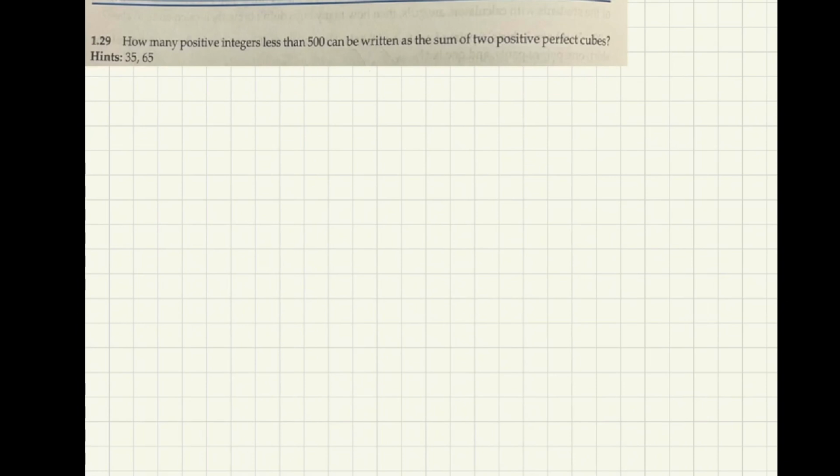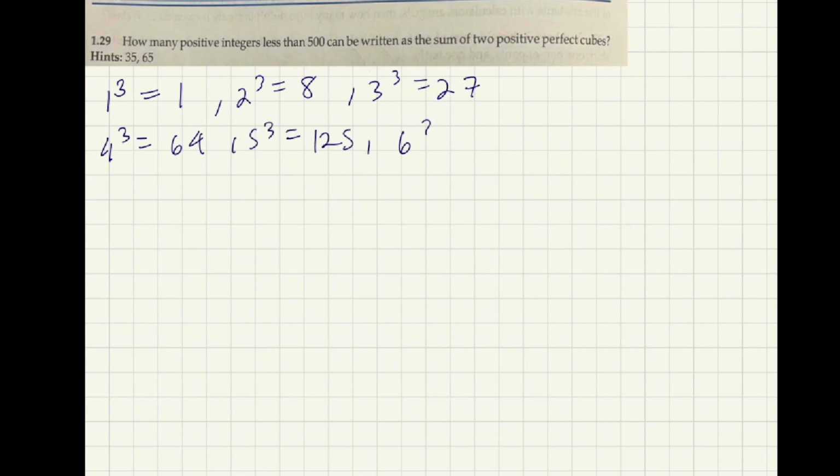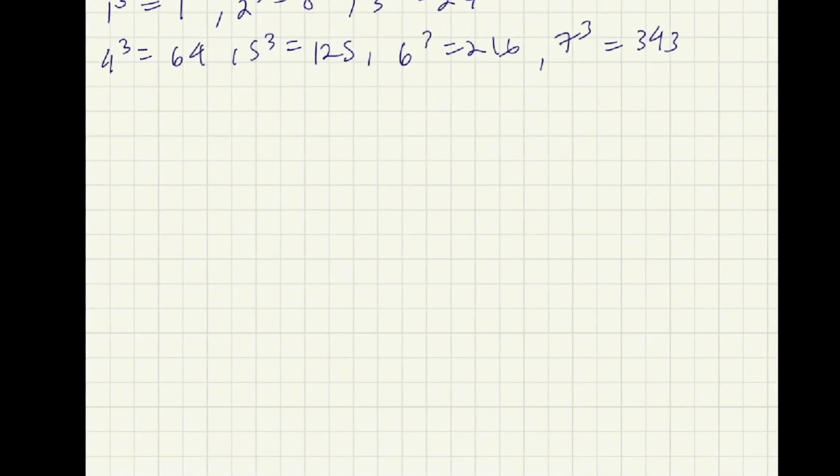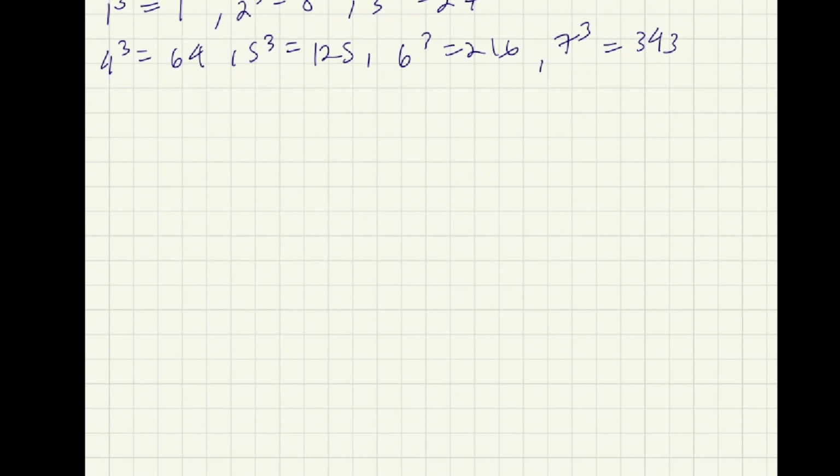If you are preparing for the AMC exams, it is best to know these numbers computationally, or just know them off the top of your head, because in the exam you won't have a calculator available to you. So all the positive perfect cubes less than 500 are 1 cubed, 1; 2 cubed, 8; 3 cubed, 27; 4 cubed, 64; 5 cubed, 125; 6 cubed, 216; and 7 cubed, which is 343.